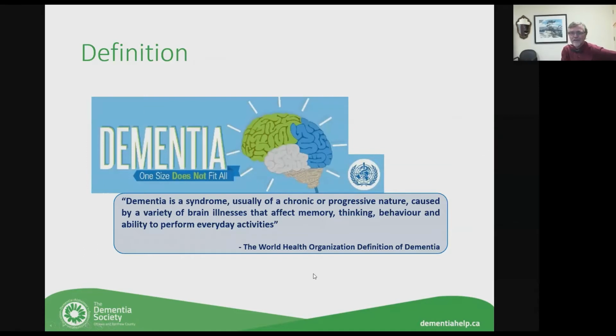So the World Health Organization says dementia is a syndrome. So it's not one disease, it's a syndrome. It's chronic, progressive, and it's caused by a variety of brain illnesses that affect memory, thinking, behavior, and the ability to perform everyday activities. And again, you see that dementia requires that impairment in everyday activities.